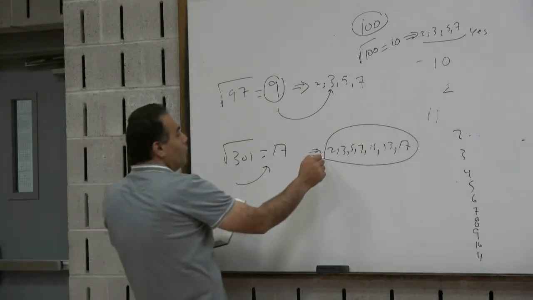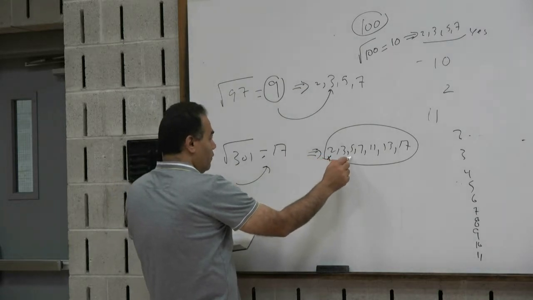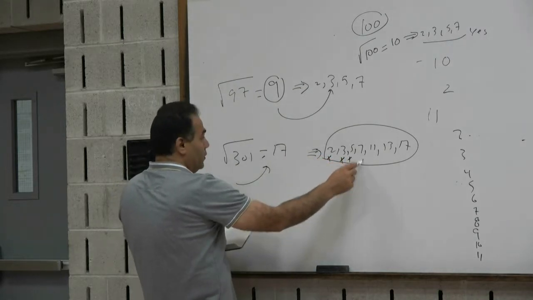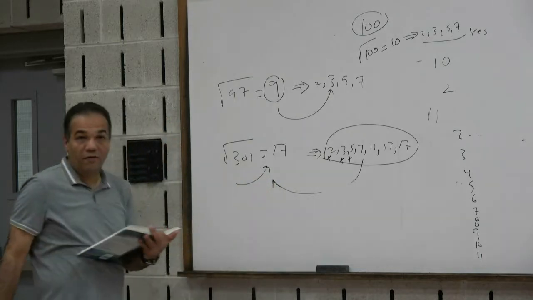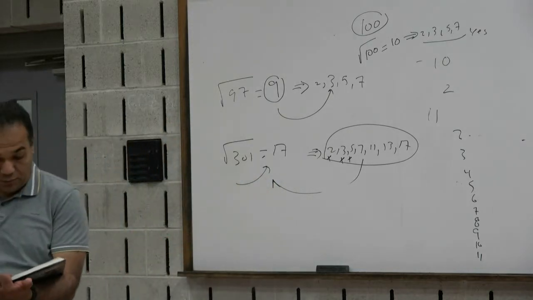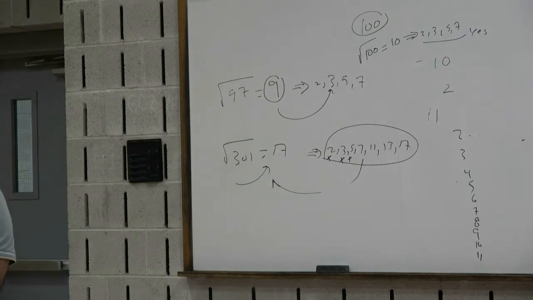Does 2 divide 301? No. 3? No. 5? No. How about 7? Yes. So 7 divides it, then it's what? Not a prime, and so on and so forth. Okay? Good so far?